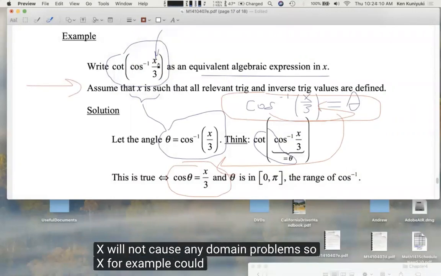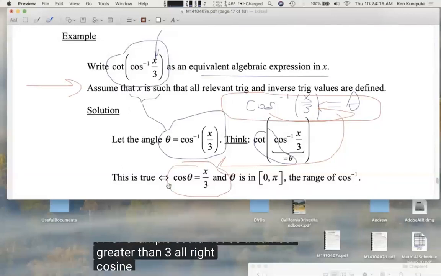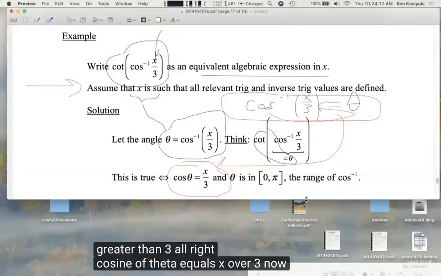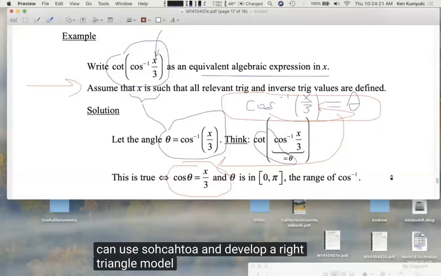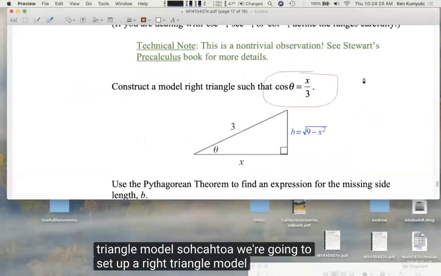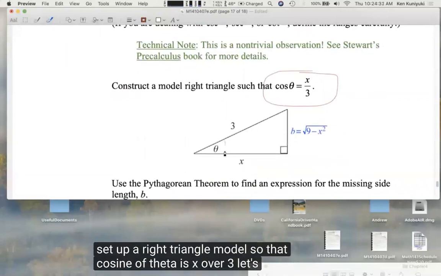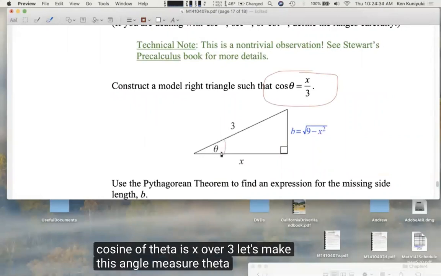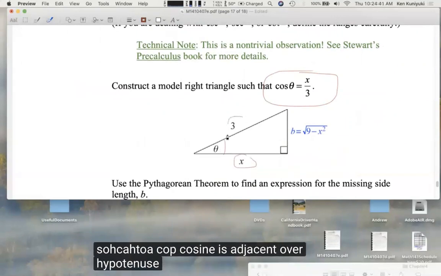So x, for example, could not be a number greater than 3. All right, cosine of theta equals x over 3. Now, we can use SOHCAHTOA and develop a right triangle model. We're going to set up a right triangle model so that cosine of theta is x over 3. Let's make this angle measure theta. SOHCAHTOA: cosine is adjacent over hypotenuse.